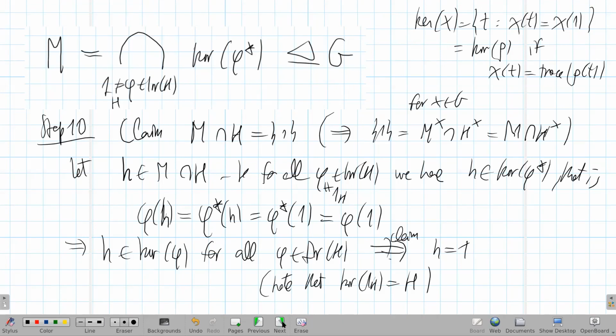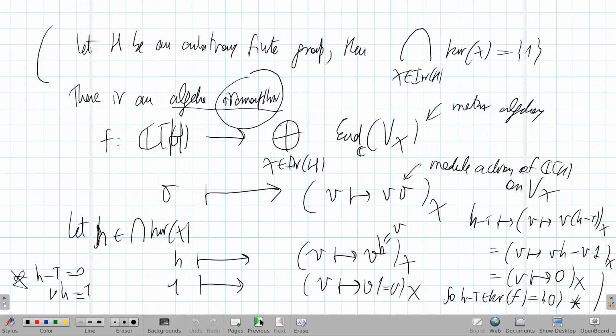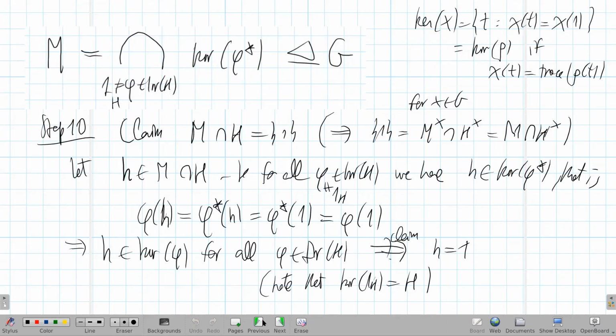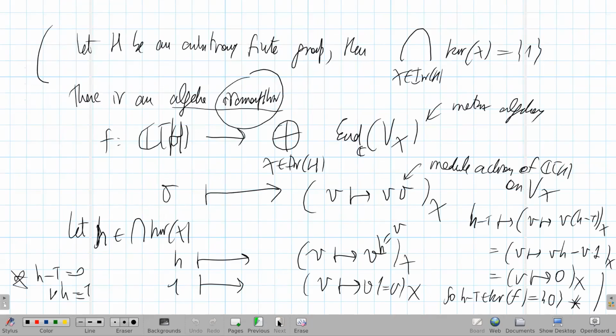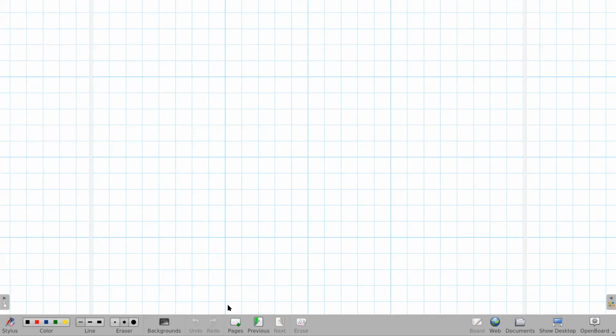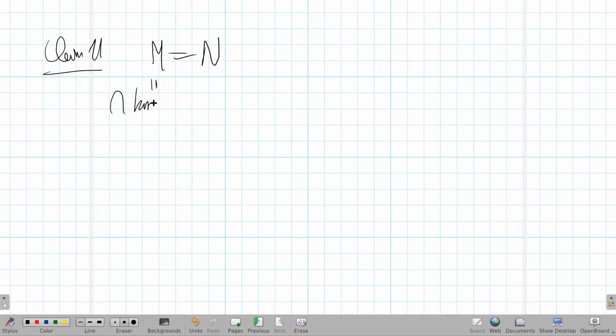And now we are close to the end, because my final claim is that M is equal to N. So let's recall what these two things are. M is the intersection of the kernels of phi star, where phi ranges over the irreducible characters of H different from the trivial one.